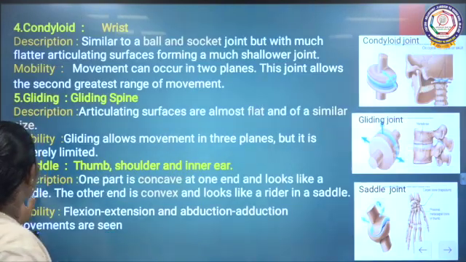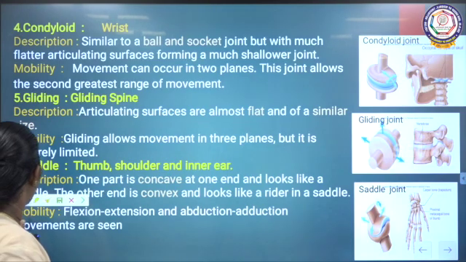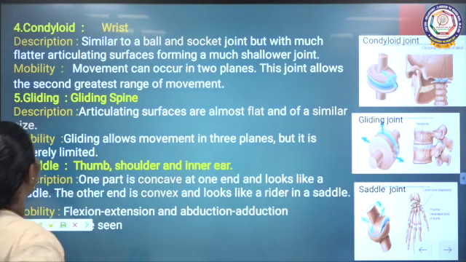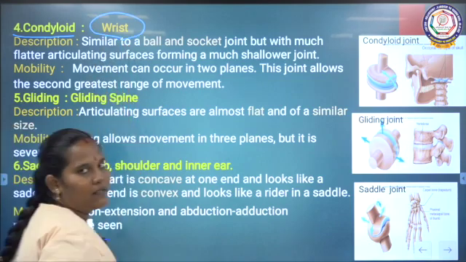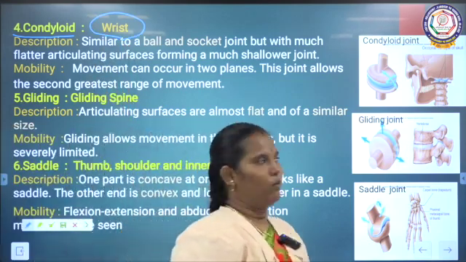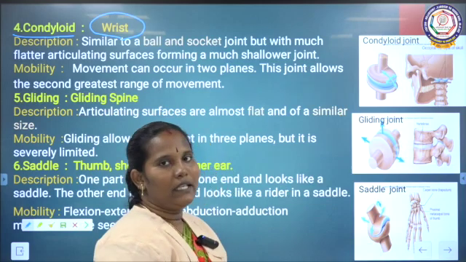Then next we have to see the condyloid movements. See, the fourth one is the condyloid. What is the example? Wrist. Wrist is the example for the condyloid movement. See here, you can see here, no?